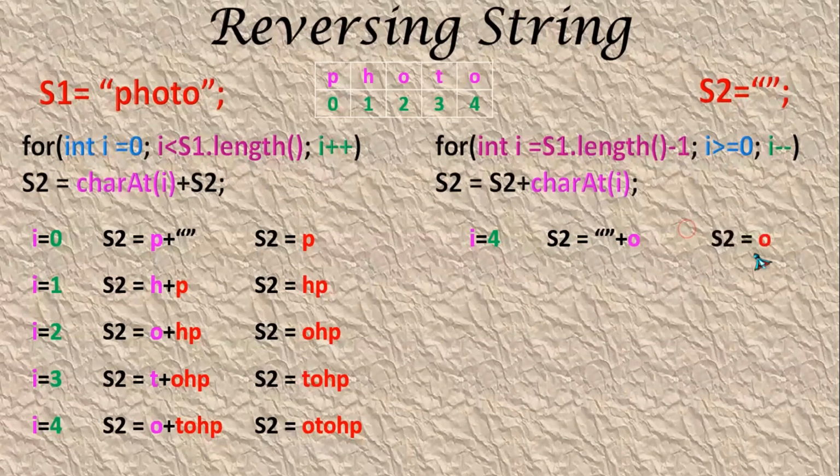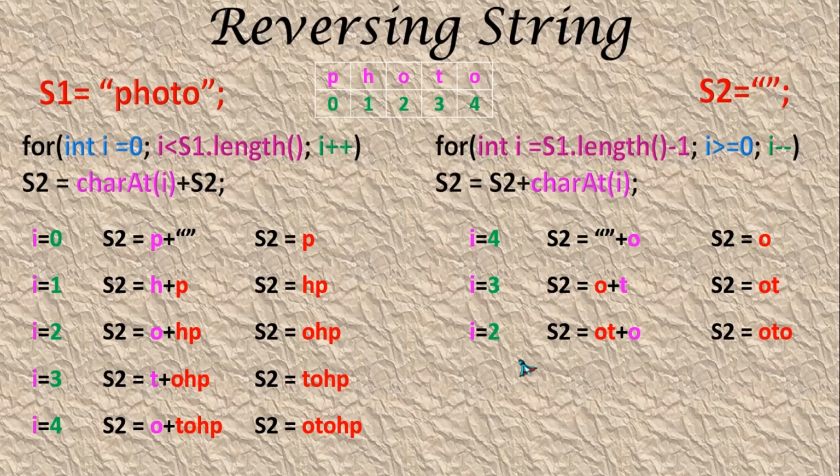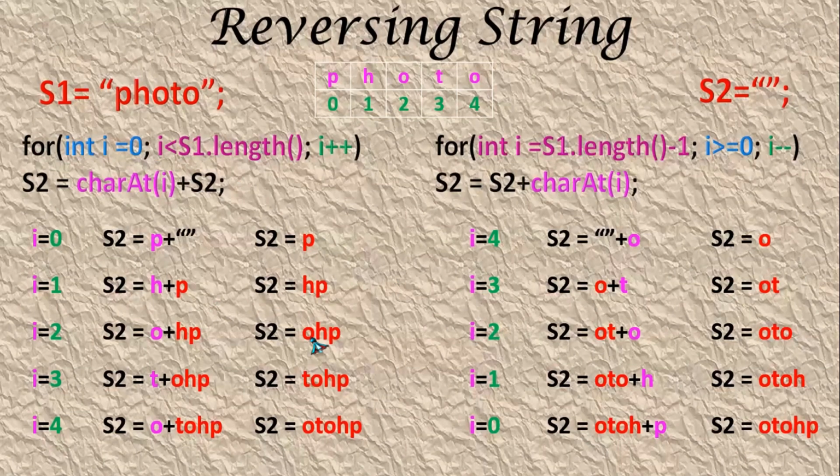So you will have s2 as O, and then when i is 3, it is going to take T. Already s2's value is O, plus T, it becomes OT. When i is 2, then s2 is OT plus O, it becomes OTO. Then i is equal to 1, it becomes OTO plus H. Then i is equal to 0, s2 is OTOH plus P. So this is also reversed. You can use any one of these methods to reverse a word.